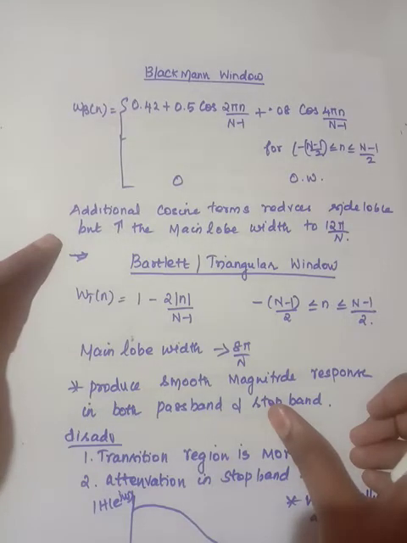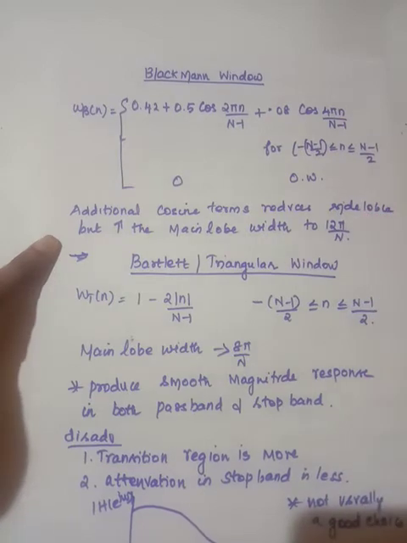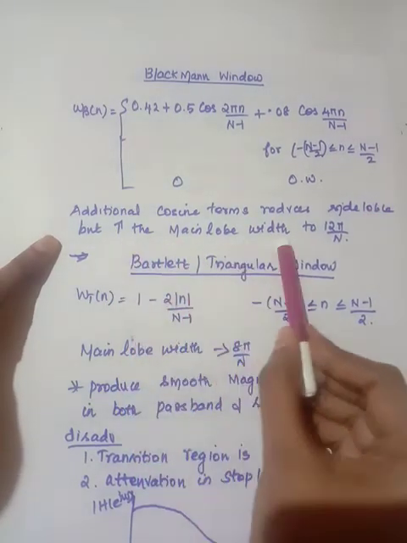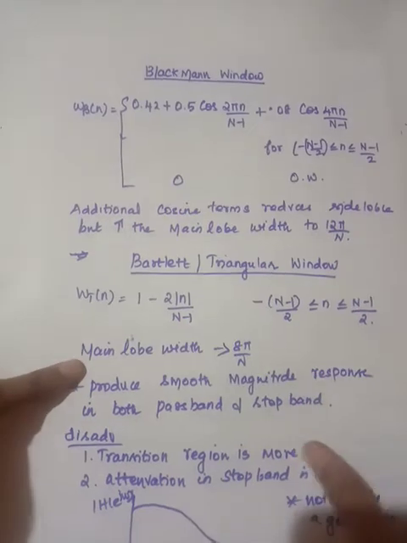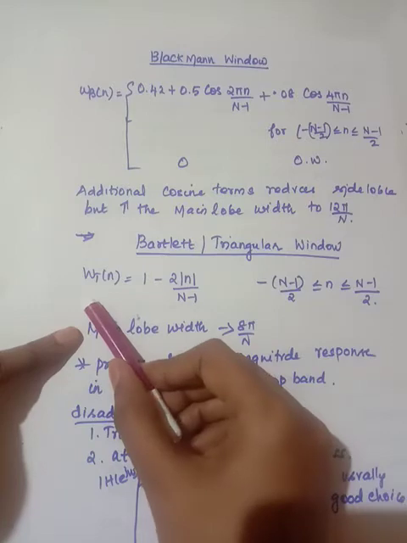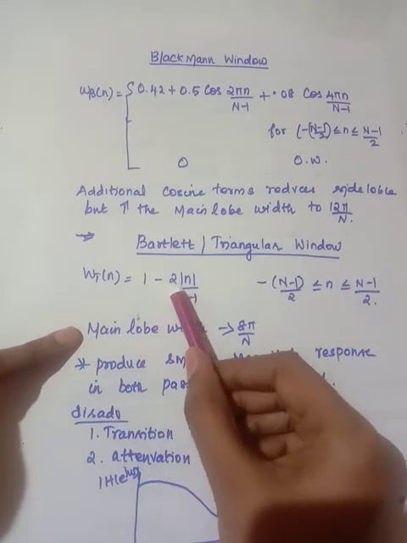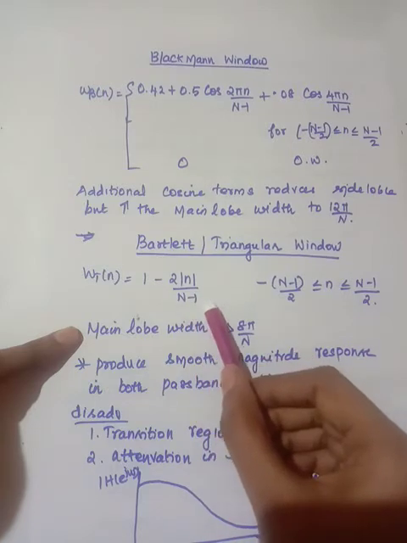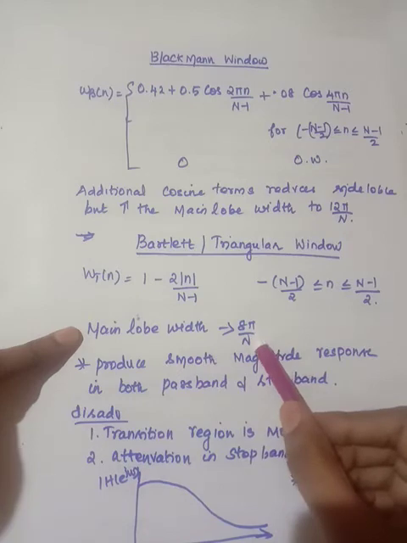Here you have an additional cosine term that reduces the side lobe but increases the main lobe width to 2π/N. You know what the main lobe width is, right? The next one is the Bartlett or triangular window. The triangular window has the window function 1 minus 2|n| divided by (N-1) for this range. In this the main lobe width is 8π/N.